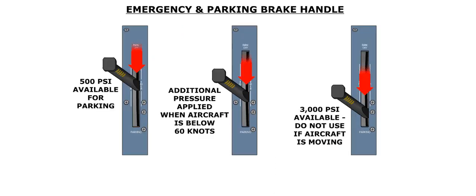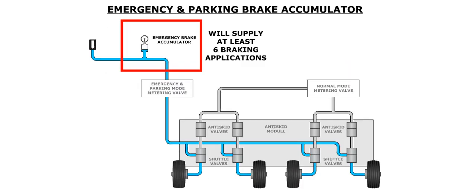The emergency parking brake handle is spring-loaded to the off position. If the brake handle is placed in the center notch, approximately 500 psi of pressure will be available for braking. Additional pressure can be applied by moving the handle after another centimeter when the aircraft is below 60 knots. Beyond this point, the full 3000 psi of pressure will be suddenly supplied, so this position should not be used while the aircraft is moving. In the event of a complete hydraulic failure, an emergency and parking brake accumulator will supply sufficient hydraulic pressure for at least 6 brake applications.